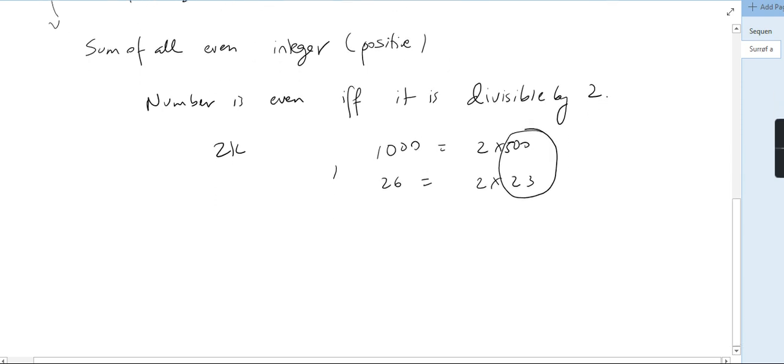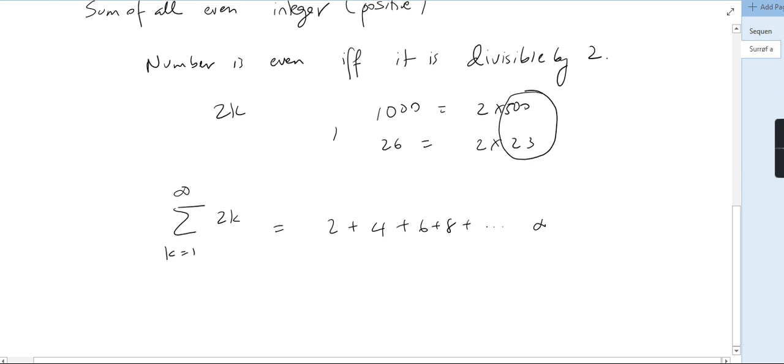So if we want to make the sum of all even integers, we just give summation. And here we use 2k, and k goes from 1. And since there is an infinite number of even integers, we just give it infinity. So this is nothing but 2 times 1 is 2, plus 2 times 2 is 4, plus 6, plus 8, and this goes on to infinity. And that's how it works.